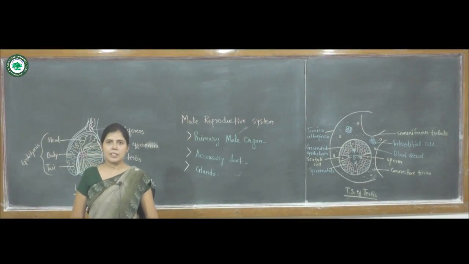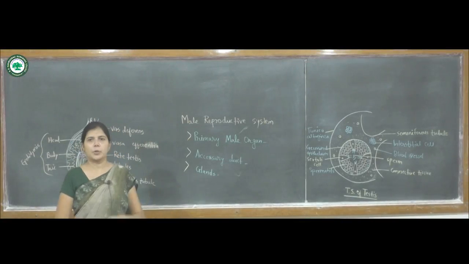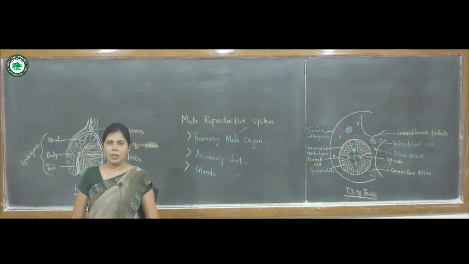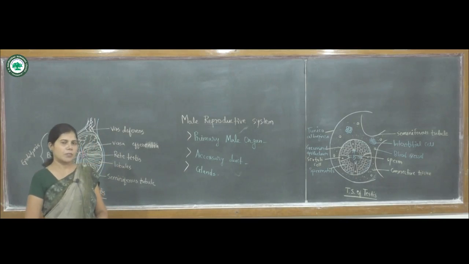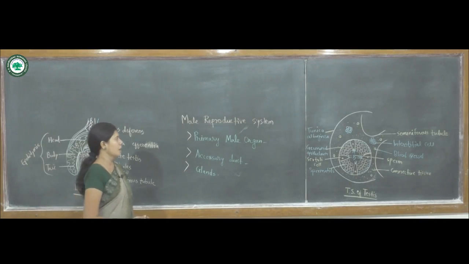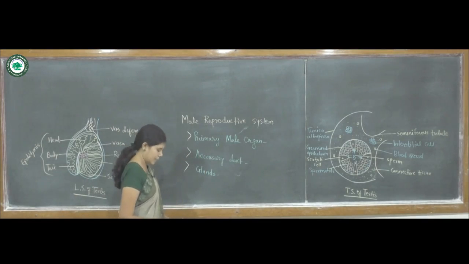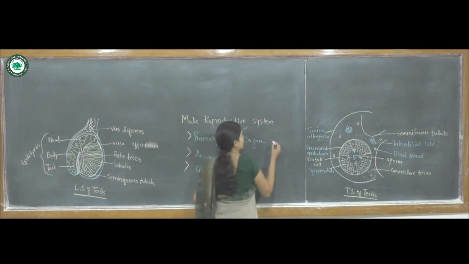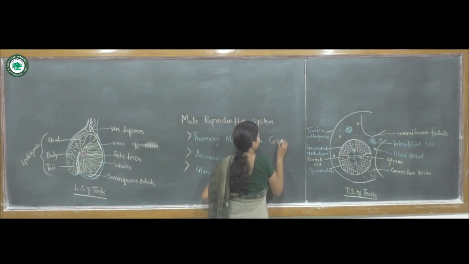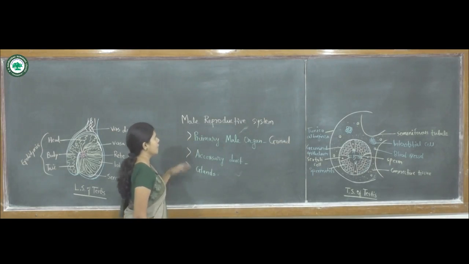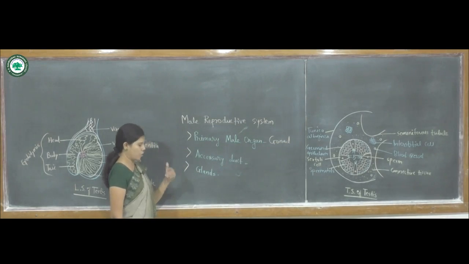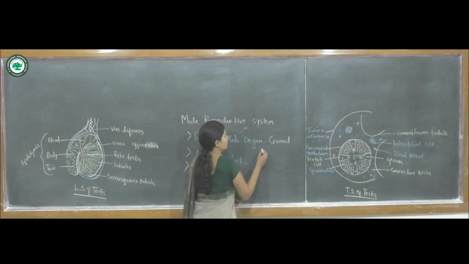Today we are going to discuss the male reproductive system of humans. The human male reproductive system consists of three parts. The primary male organ is known as the gonad, and in the male reproductive system, the male gonad is the testis.